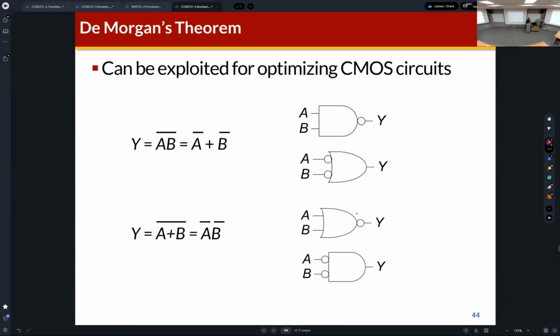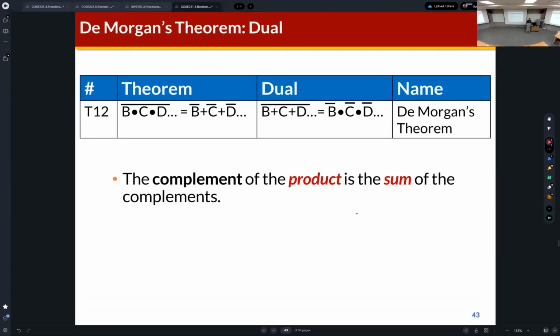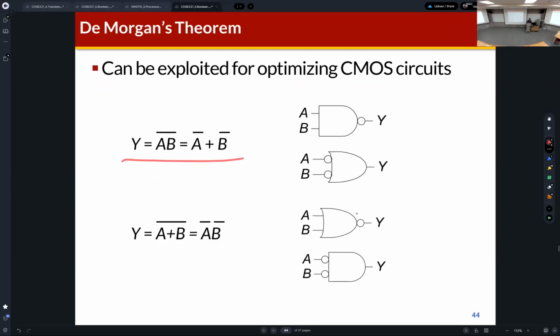So, let's see the De Morgan theorem further. As I mentioned, this is the definition of the De Morgan theorem, and you can simply understand it like this. Using two inputs, A and B, the inverse of A AND B is equal to the inverse of A OR the inverse of B.